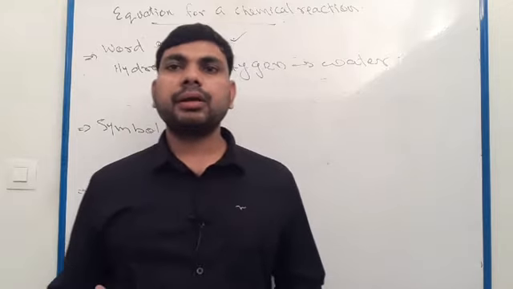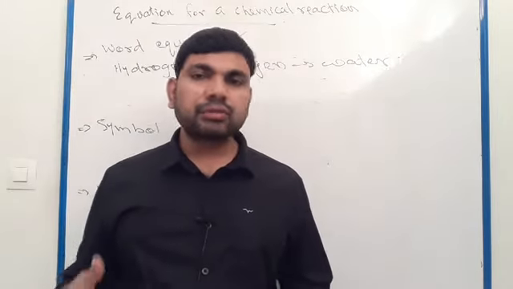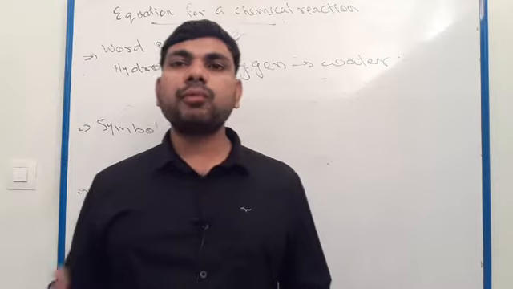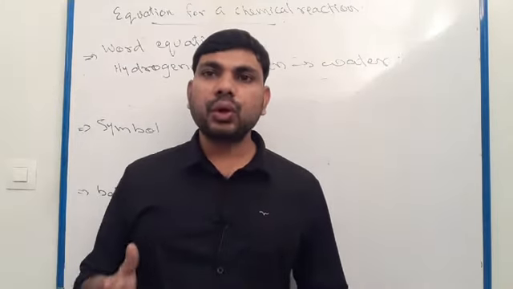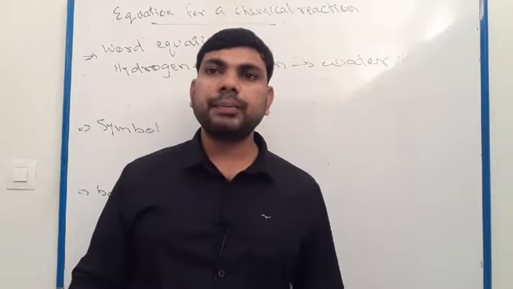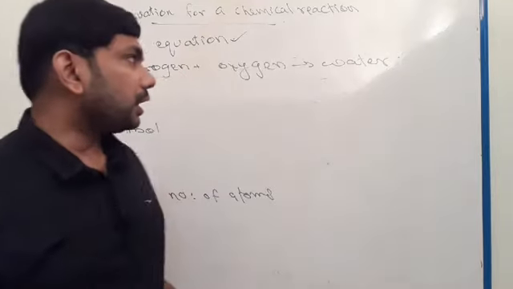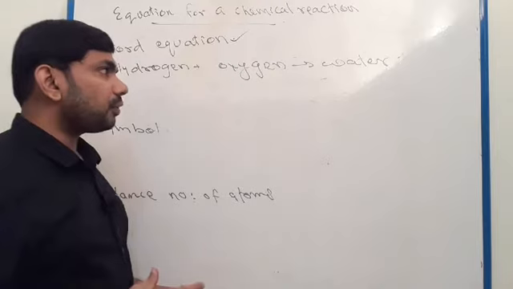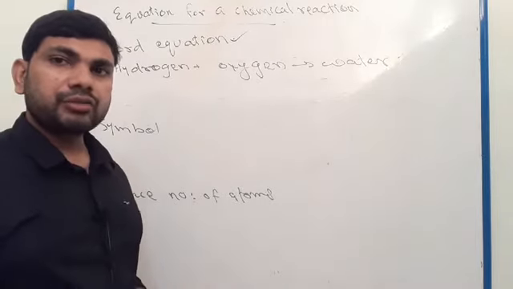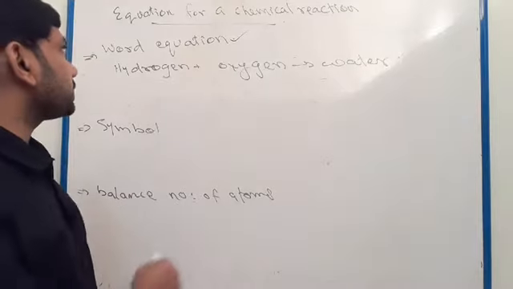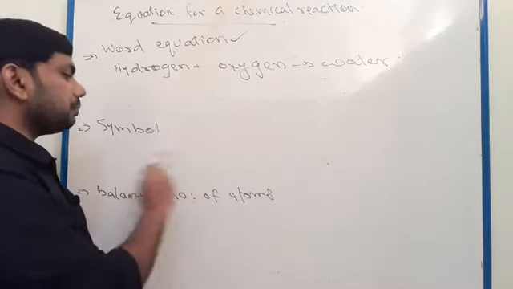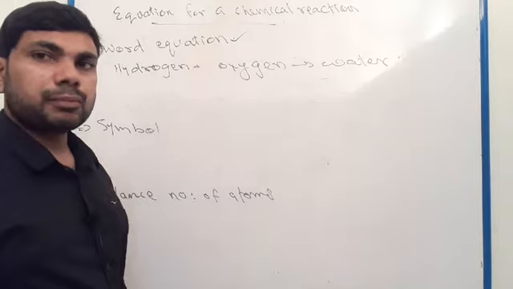Another example: hydrogen reacted with oxygen forms water. How to make its formula? To make the formula for this chemical reaction, I told you there are 3 steps. First the word equation, then the symbol equation, then balance the number of atoms.